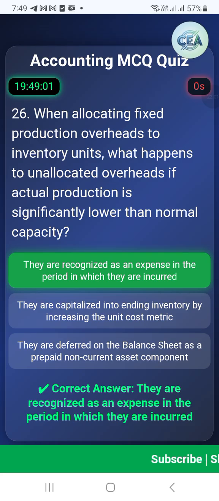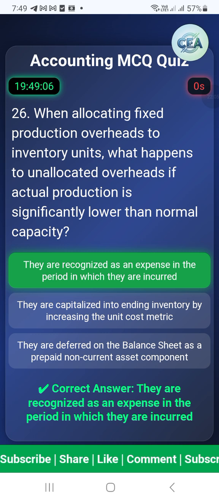Correct answer is they are recognized as an expense in the period in which they are incurred.